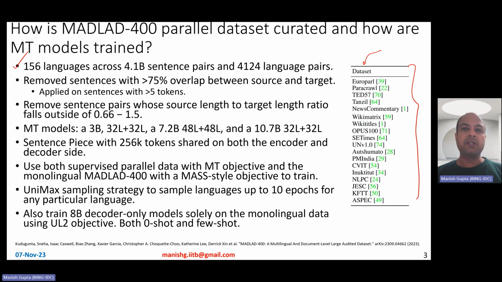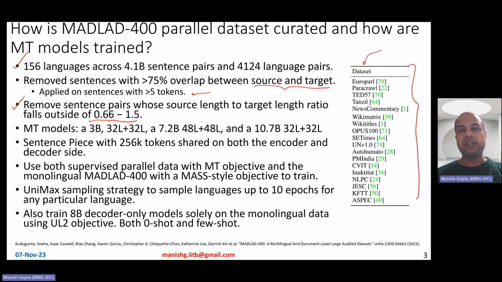They removed sentences with more than 75% overlap between source and target. When you're doing machine translation, of course, you expect that the source and target should be different. So they remove those sentences which have more than 75% word overlap. Of course, they applied that only on sentences with more than 5 tokens, so as to avoid unnecessarily removing things which contain entity names. If the script is shared, then the entity names in source and target would remain the same. They also removed sentence pairs whose source length to target length ratio falls outside of 0.66 and 1.5.